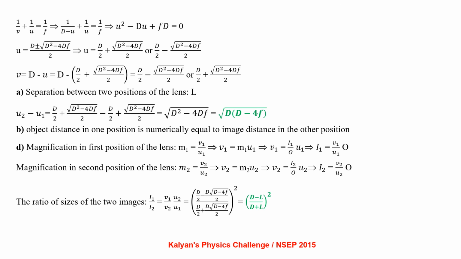Option A, separation between the two positions of the lens is L. u2 minus u1 is the separation between the two positions of the lens, that is D/2 plus root of D squared minus 4Df by 2, minus D/2 minus root of D squared minus 4Df by 2. Upon simplification, that comes out to be root of D squared minus 4Df. So option A is correct. Coming to option B, object distance in one position is numerically equal to image distance in the other position, which can be easily verified from the u1, u2 and v1, v2 values. So option B is also correct.